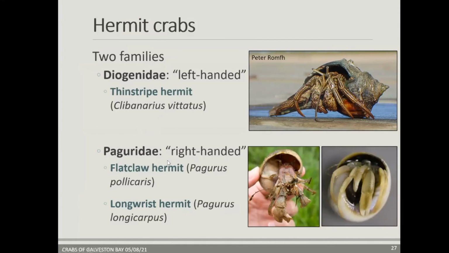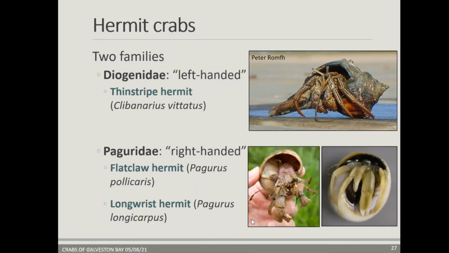And then the other 2 are right-handed, and they are in the family Paguridae. This is the flat claw hermit, and this is the long-wristed hermit. Now, they're not left-handed or right-handed like we talk about snails or gastropods. These are in quotes here because these are just anecdotes, I guess you can say, about which claw is bigger.